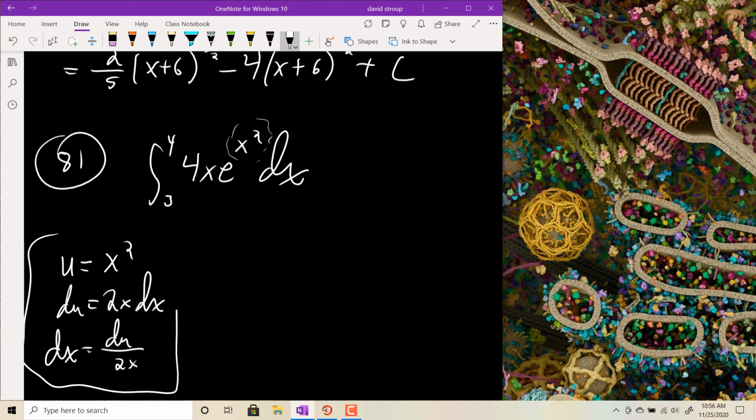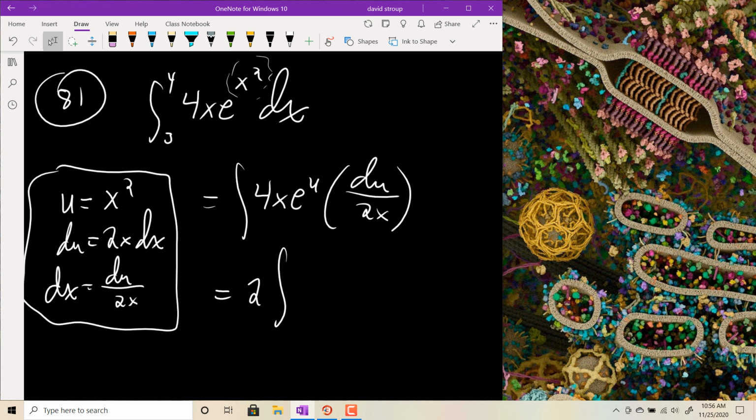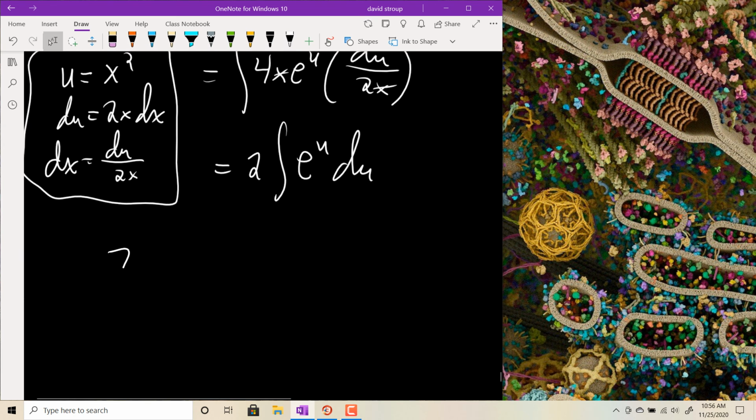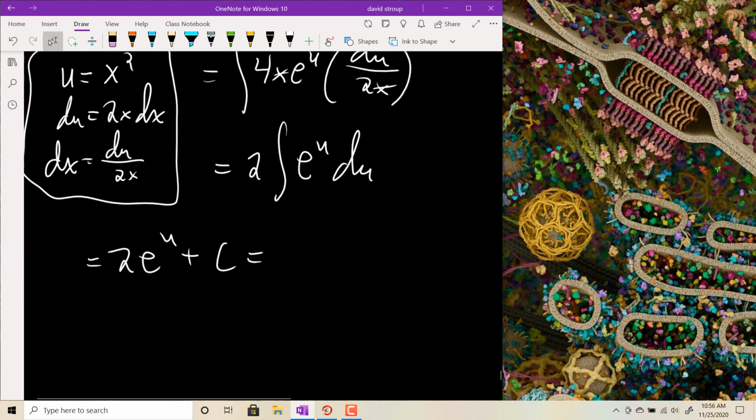Okay. So with this method, I just completely drop the limits on the integral and wait until the end to put them back in. So I'll have 4x e to the u times dx, which is now du over 2x. Okay. I can factor out a 4 over 2, which is the same as 2. And then I have the x's canceling, which is good. That's what I need. And then I have e to the u du. Okay. The integral of e to the u is just e to the u. Then I can back sub 2e to the x.